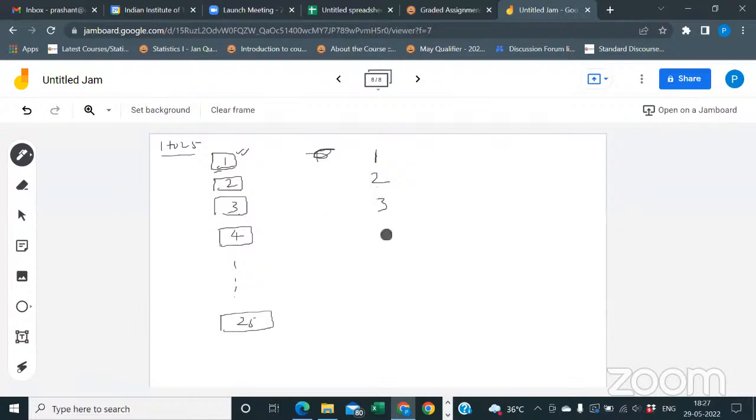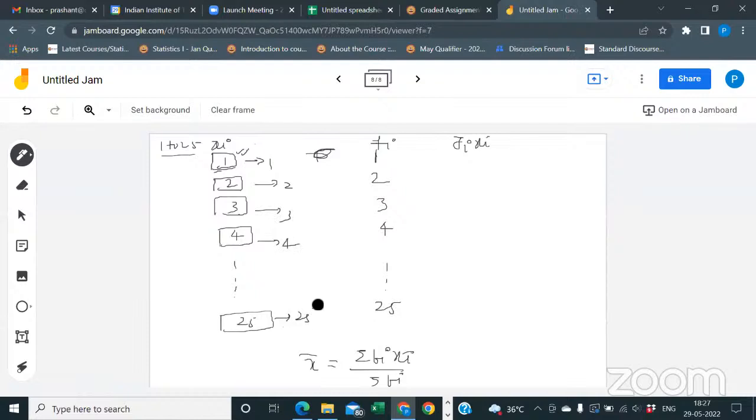I got the point, but I am asking why you are squaring the value? See, what is this? This is xi, fi. Then how will you calculate the mean? xi, right? So fi xi is what? fi into xi, that means 1, 2, 3, 4, up to 25. Then what will this be? 1 square, 2 square, 3 square, 4 square.